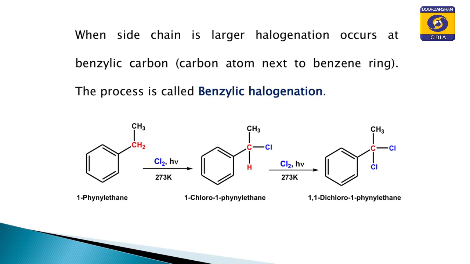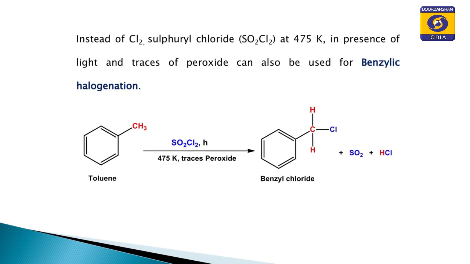The carbon atom which is directly attached to the benzene ring is known as the benzylic carbon, and therefore the process is called benzylic halogenation. Similarly, instead of chlorine, the halogenation of the side chain can also be carried out using another reagent. So, what is the reagent? The reagent is sulfuryl chloride, and the reaction condition is 475 Kelvin in presence of light, and trace amounts of peroxide are used for the benzylic halogenation.